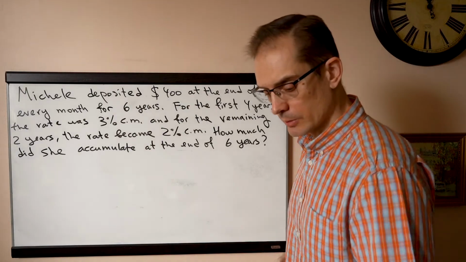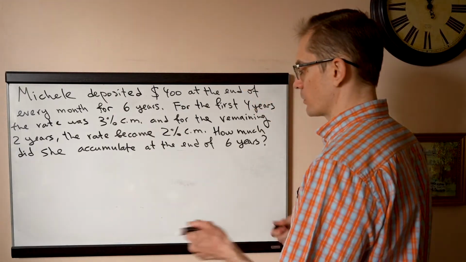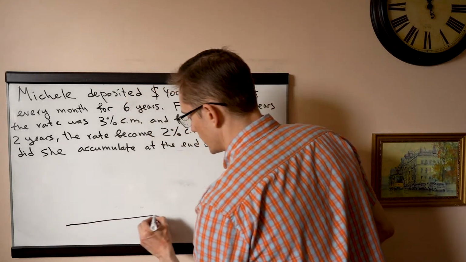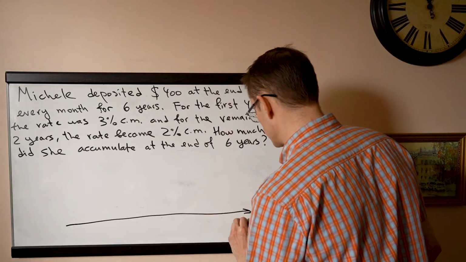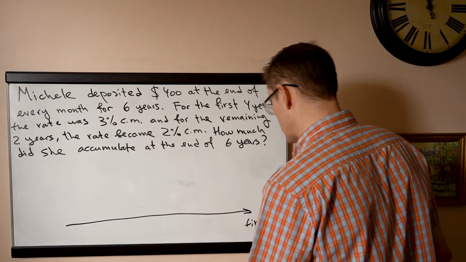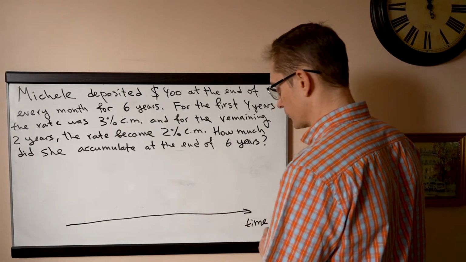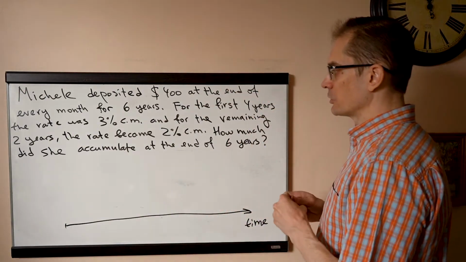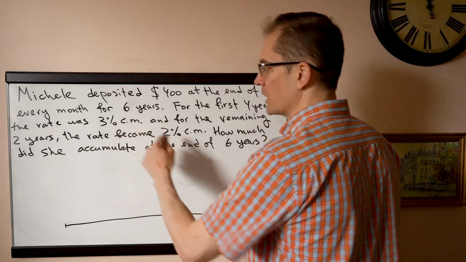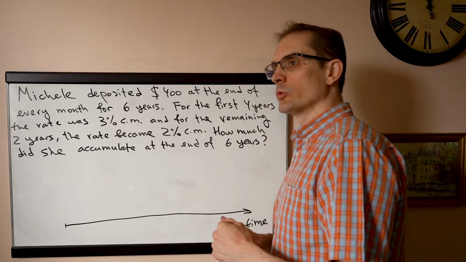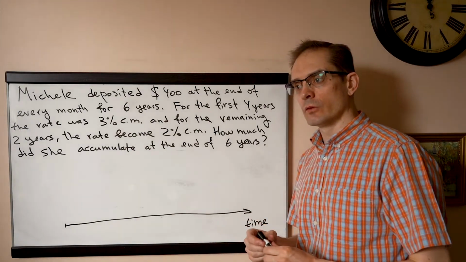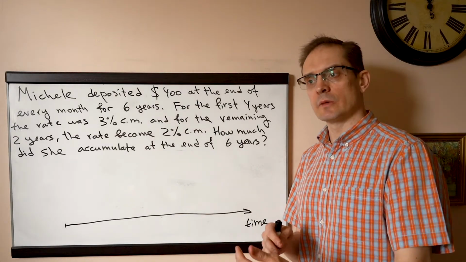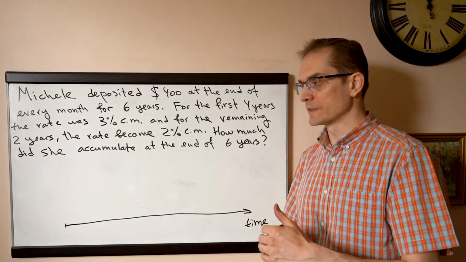Okay, so that's the problem. Let's see how our timeline would look like for this problem. So we have now time. So let's just make a little bit of clarity here, okay? So one thing you need to notice is that rate changed here, right? And remember when we talked about annuities, for us to have one annuity, we have to have same payment, same rate, and also same time.